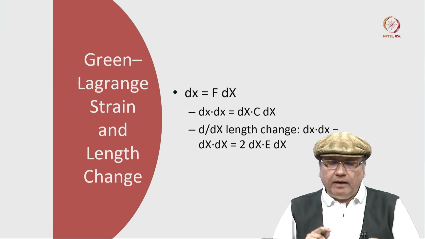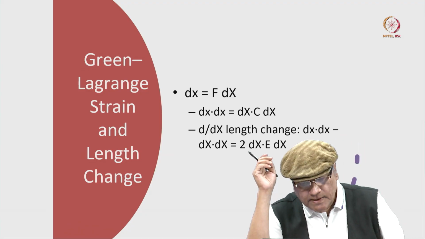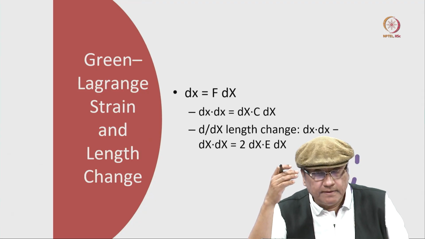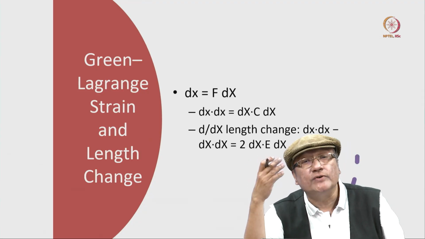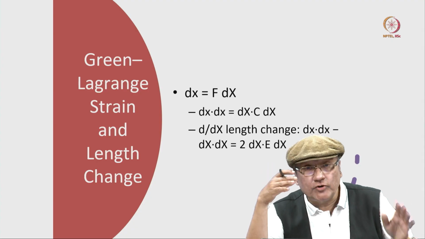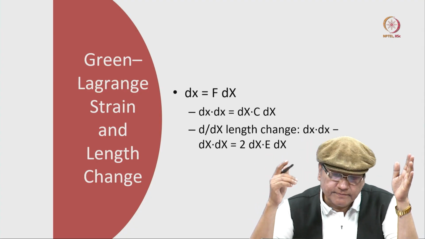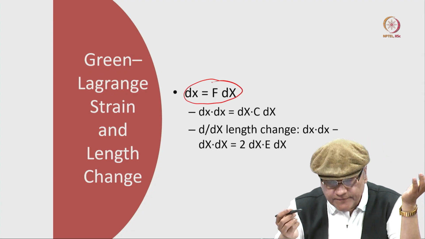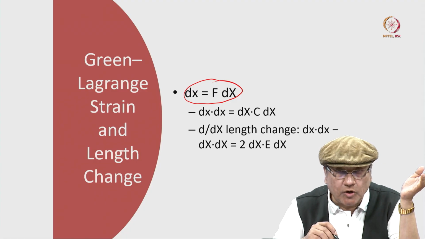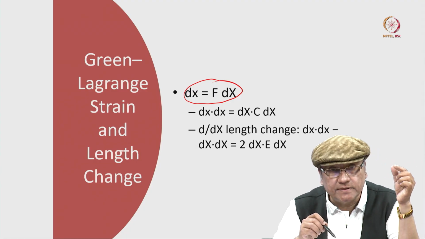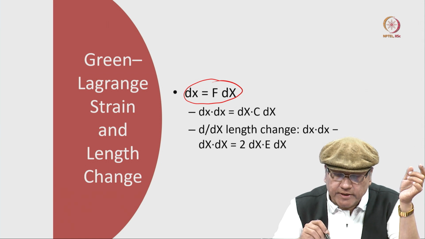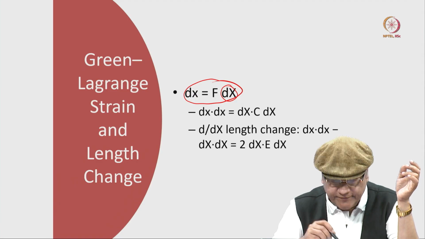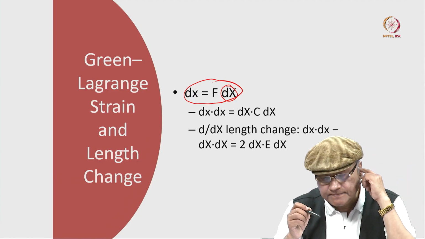Right. Now, let us understand how the length change occurs in defining the strains, right, because strains are related to change of length. We already know this from the definition of the deformation gradient. We have d small x, an infinitesimal line element in the spatial configuration, related to the infinitesimal line element in the material or referential configuration through F: dx equals F d capital X.